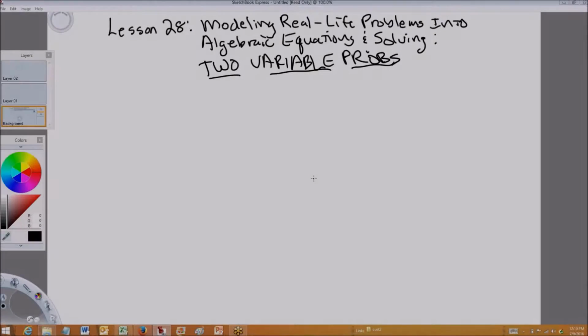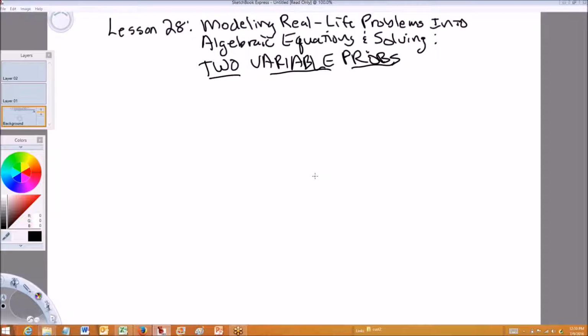Okay, this is lesson 28, which is a continuation of the last lesson, but in this lesson we're going to model two variable problems into algebraic equations and solve using algebra. To solve for multiple variable problems, you must have the same number of equations as you do unknowns. That means for a two variable problem, we will need two separate different equations.